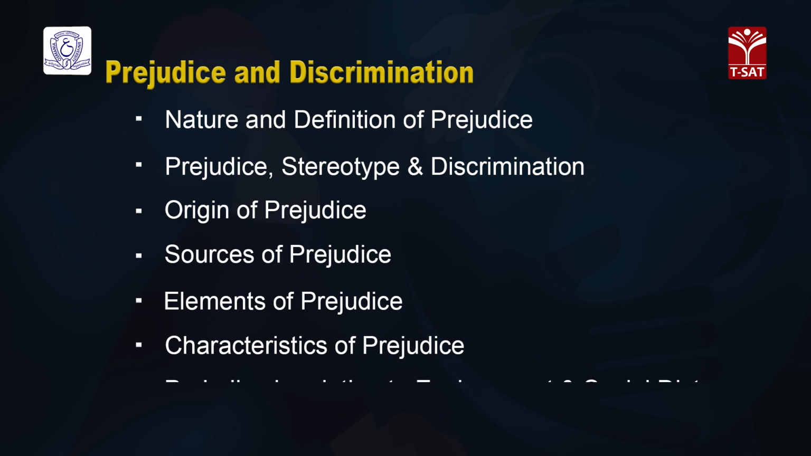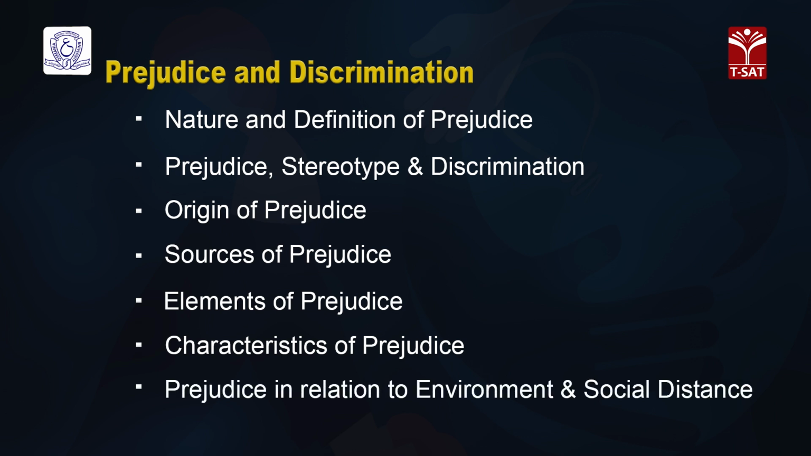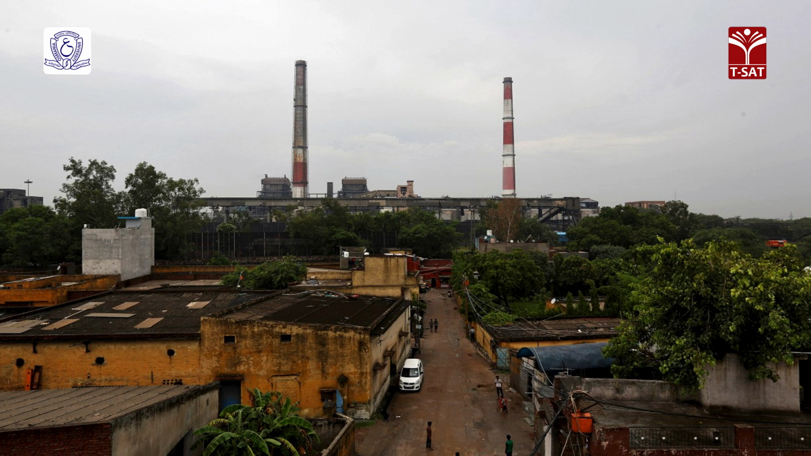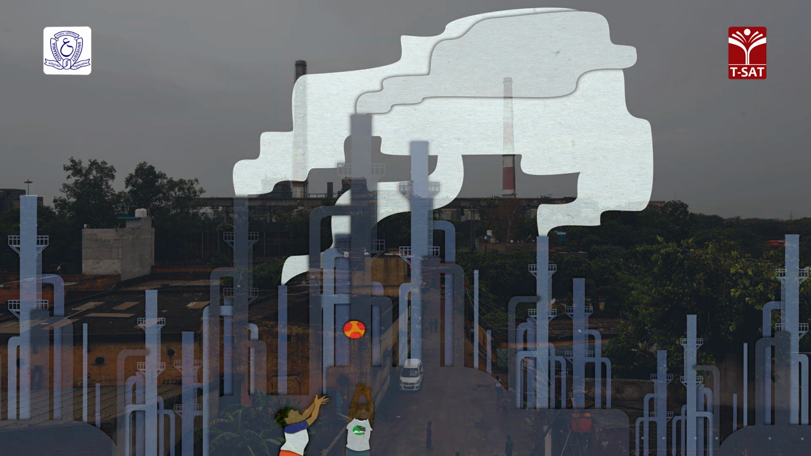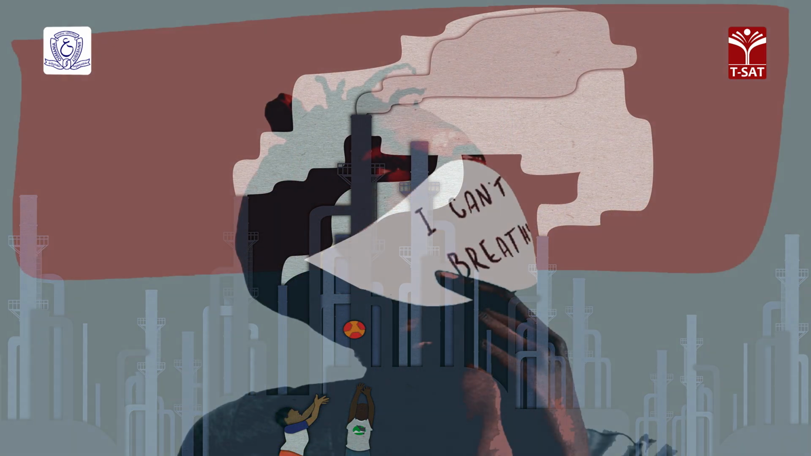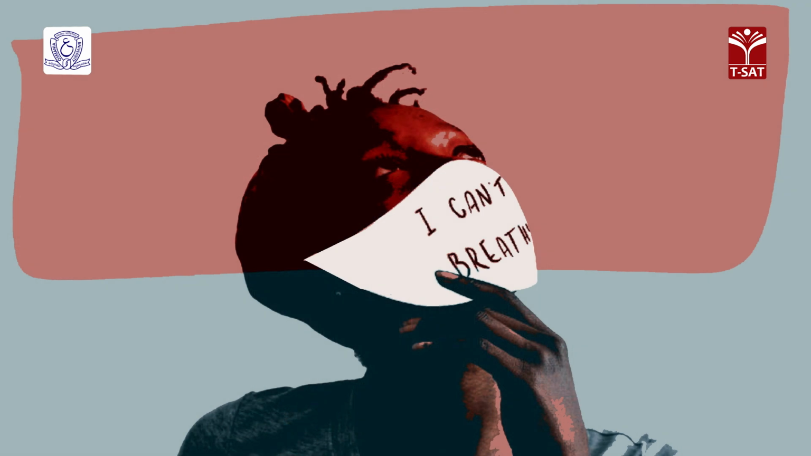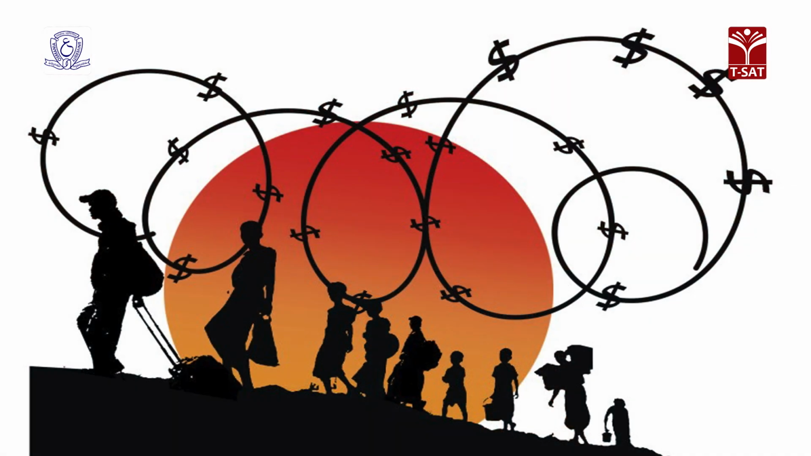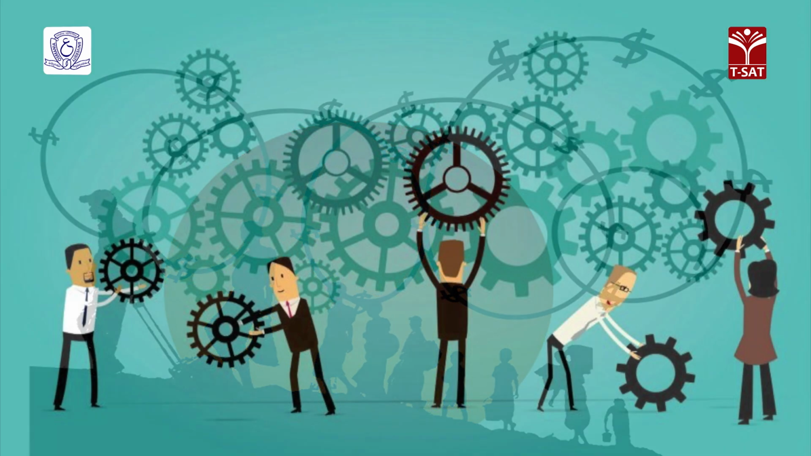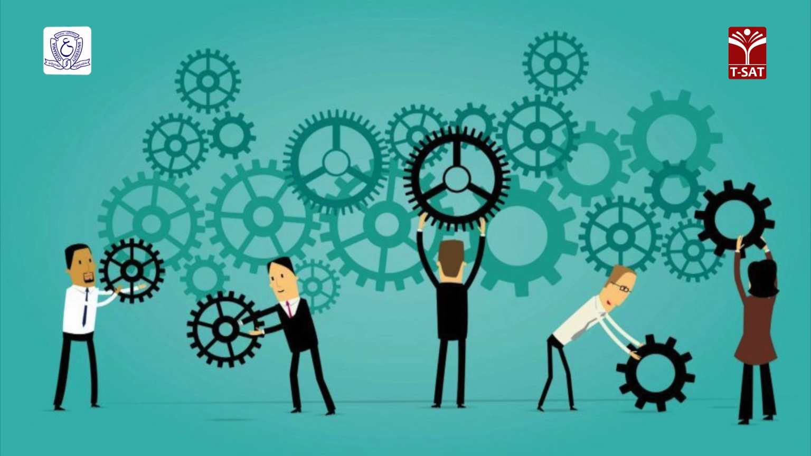Now, we'll move on to how prejudice is related to environment and social distance. Environment has an effect on prejudice. A person or a situation might lead to direct experience. Environmental racism is a more frequent setting of environmentally hazardous industries in predominantly minority communities. Environmental racism arises from poverty and not racism. Social distance can be positive or negative towards a group.